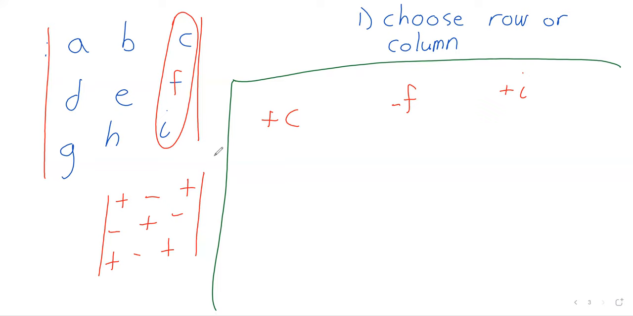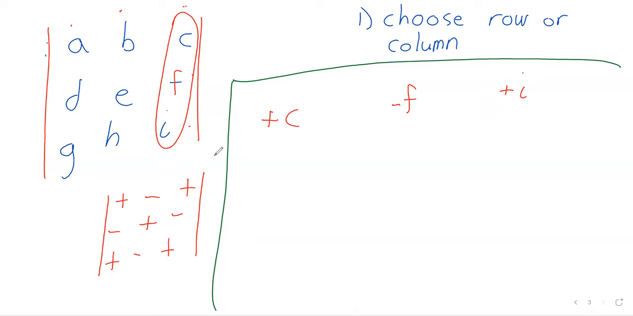And now, so we're going to add something, subtract something, add something. And I said this before, but ordinarily, once you've decided the row or the column, you don't need to write the signs down. We just say, well, we start positive in the upper left, then alternate. Positive, negative, C is positive, we alternate, F is negative, I is positive.